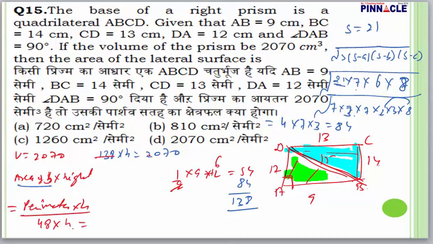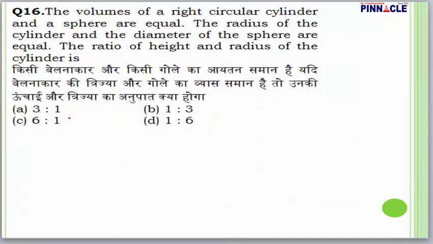Now it will divide by 15, so the value of H is 15. 48 into 15, 720 would be the lateral surface area. Answer is A. Next question, question number 16.